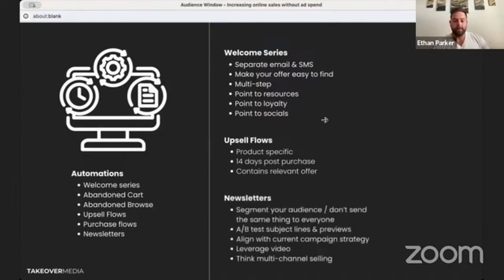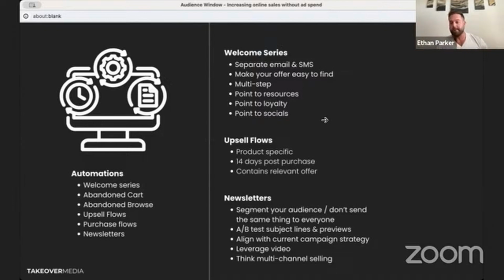Then our newsletters. The most important thing here is segmenting your audience. We don't want to be sending the same thing, a blanket approach, to everyone. So we want to take a look at those data metrics that I had you pull out in that conversation, and segment our profiles. There's a lot of different ways you could do that. It really depends on your product.